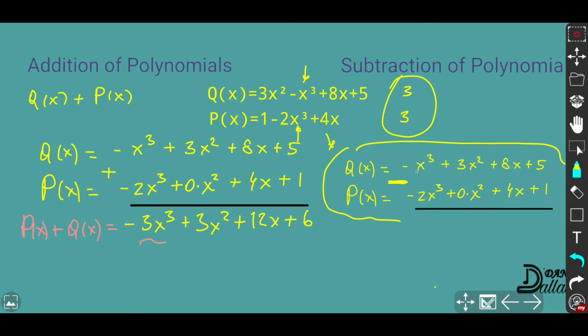Now what do you need to do? You need to subtract, column by column, the bottom term from the top term. Okay, so minus x cubed minus 2x cubed is going to be minus x cubed plus 2x cubed, so that will give the result of just x cubed. The 3x squared stays unchanged. 8x minus 4x, you'll get 4x, and 5 minus 1, you'll get 4.